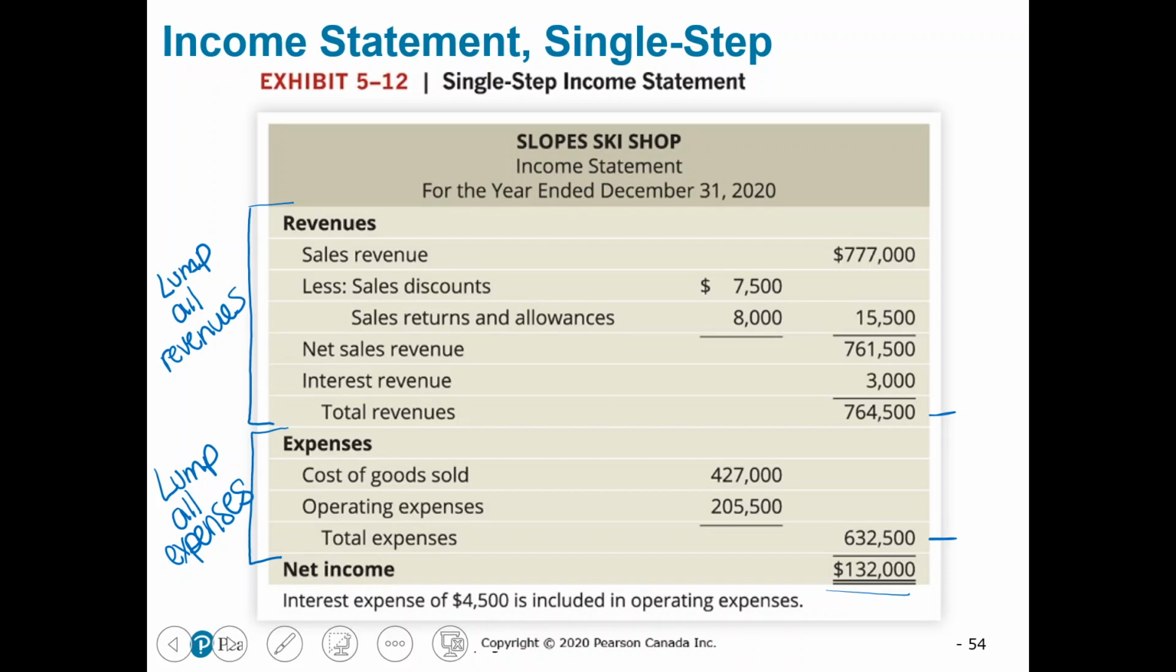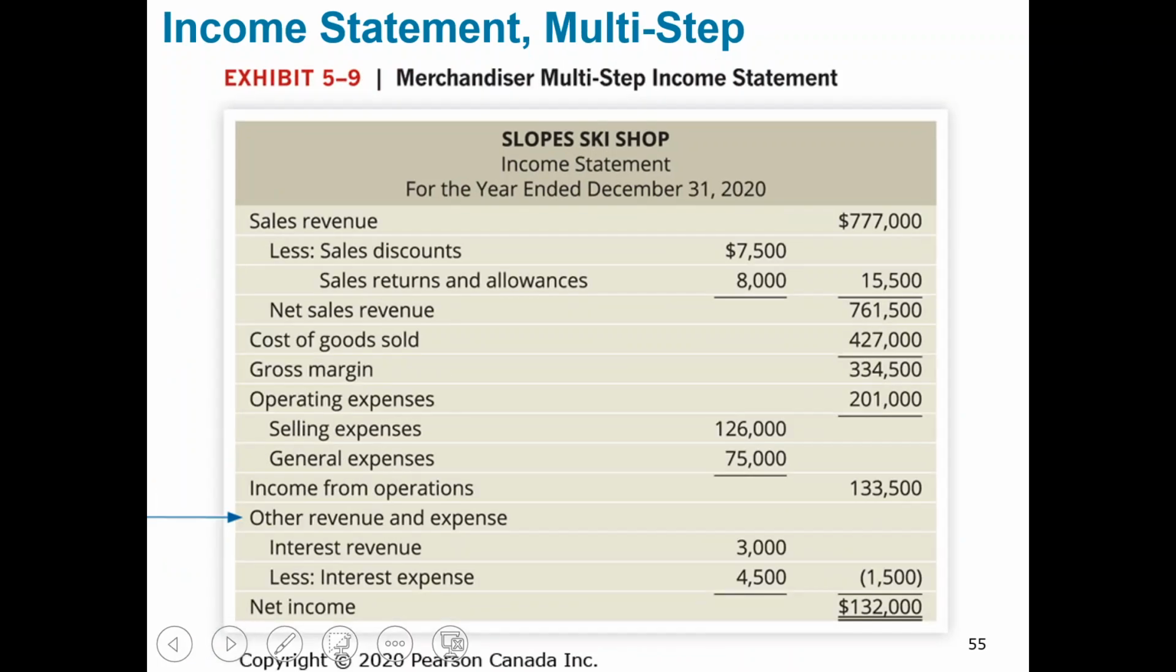So that's single step. The better and more informative statement is now a multi-step income statement. So you can see here the various steps that occur. We have just our sales revenue and the contra accounts to start. So the main business of a merchandiser is selling inventory, so we break out these main parts first. So we have our sales revenue. We subtract these contra accounts, so our discounts and our returns and allowances, which gets us to our net sales.